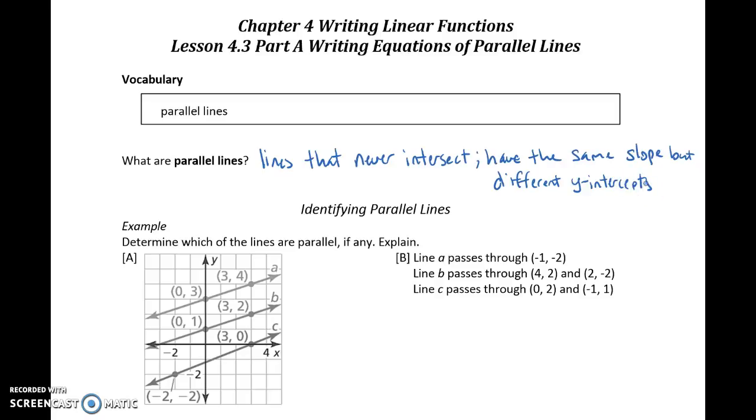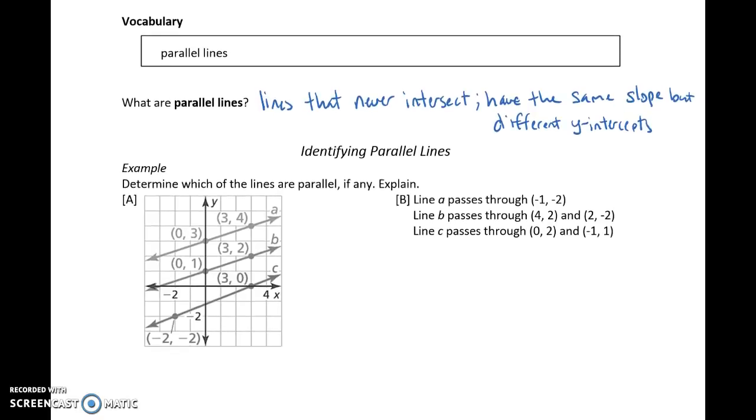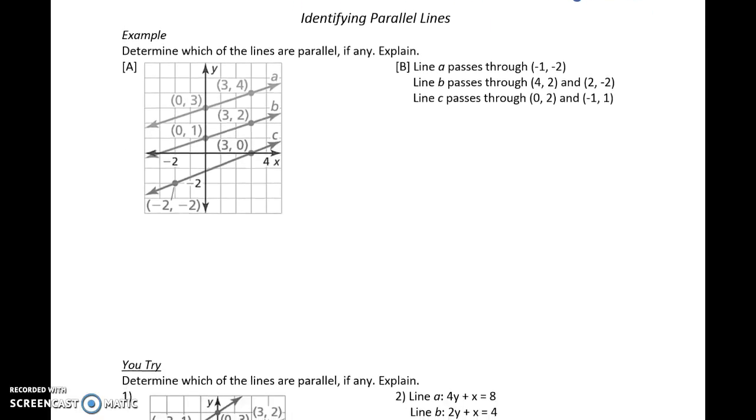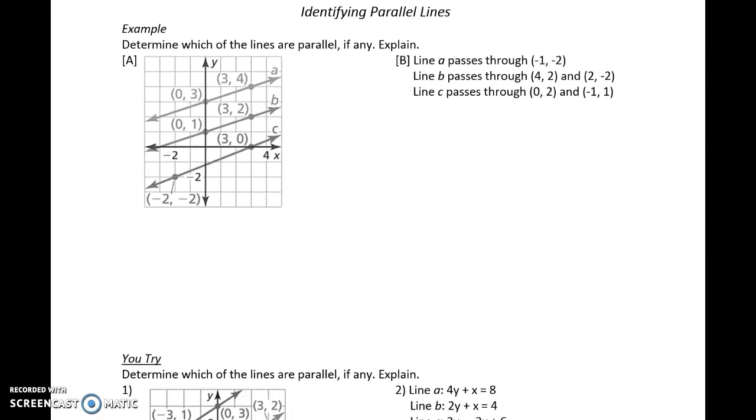Okay, so again, they're lines that never intersect, and we can tell this by looking at the equation and seeing they have the same slope but different y-intercepts. So let's just talk about how we can identify parallel lines. If you take a look at A in the first example, we want to look at these three lines A, B, and C. And we can clearly see they have different y-intercepts, which is awesome. So now the question just is, what are the slopes?